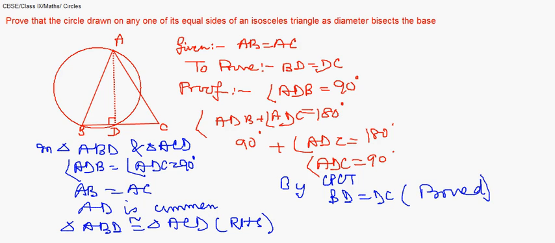Let's move on with another question. I draw the figure first. It says there is a diameter. I draw the diameter which is named as AB. This is A, this is B.